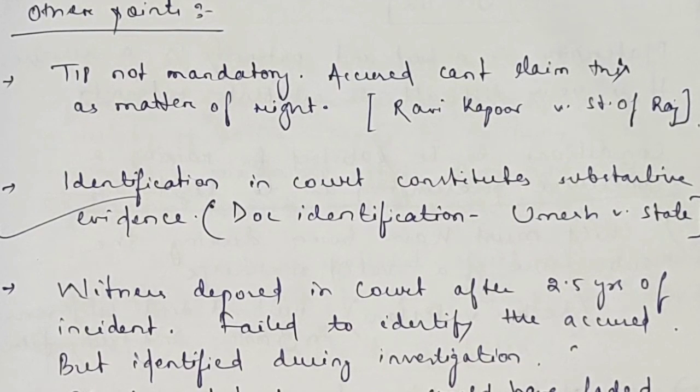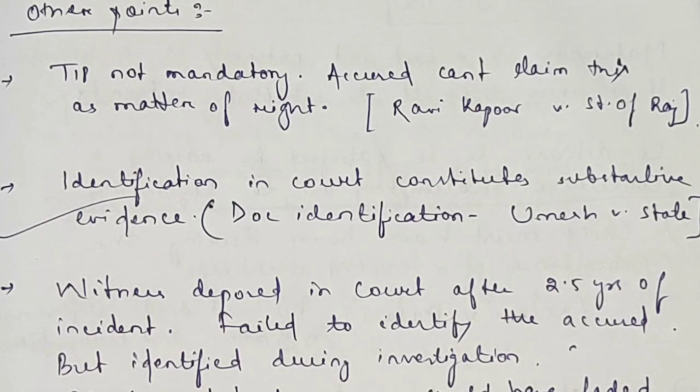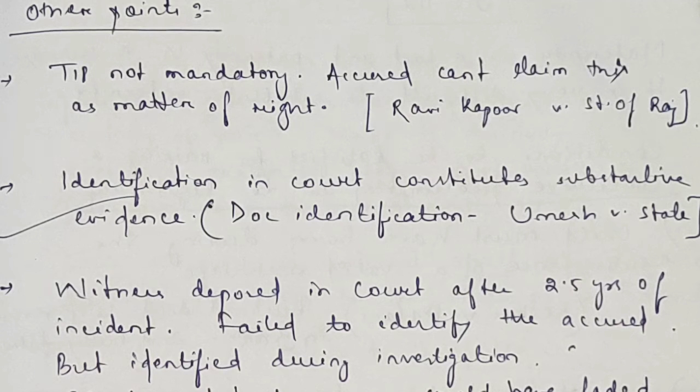So let's see some more points regarding test identification period. Firstly, test identification period is not mandatory. The accused cannot claim this as a matter of right. This was laid down in Ravi Kapoor versus State of Rajasthan. Another, what is dock identification? Identification in court constitutes substantive evidence. This was laid down in Umesh versus State.